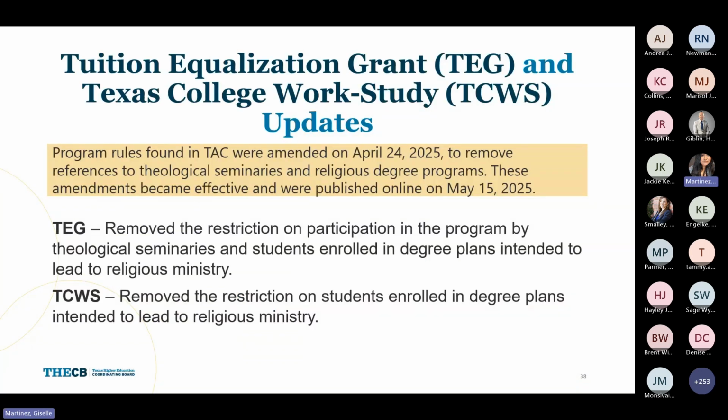All right, so let's take a look at the substantive changes in the TEG and the Texas College Work Study program. You'll see here that program rules found in the Texas Administrative Code were amended on April 24, 2025 to remove references to theological seminaries and religious degree programs. These rule amendments became effective and were published online on May 15th, 2025.